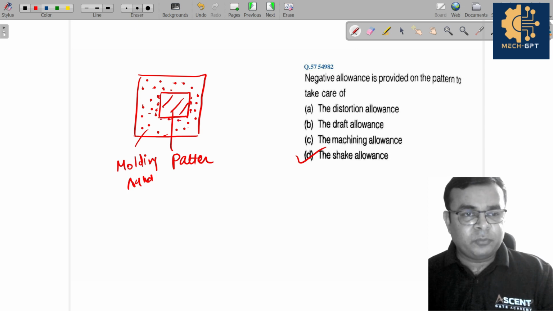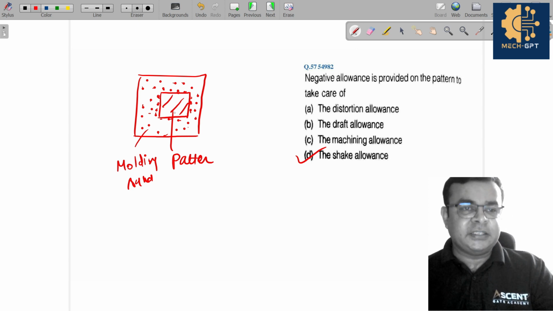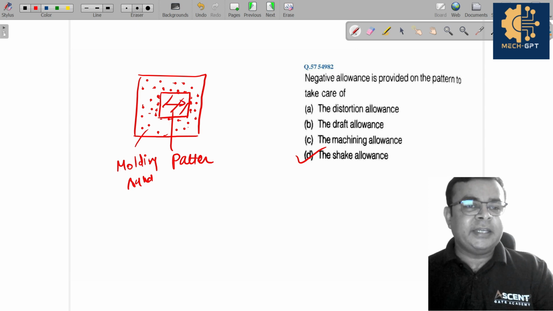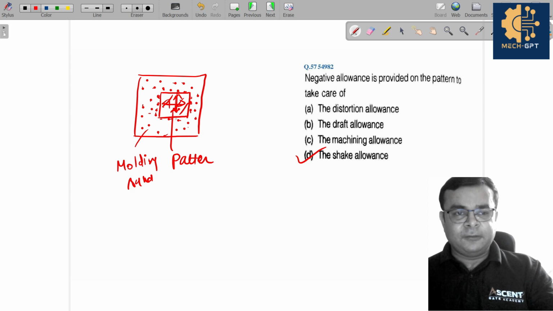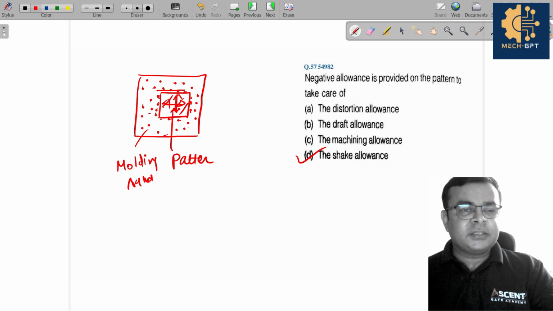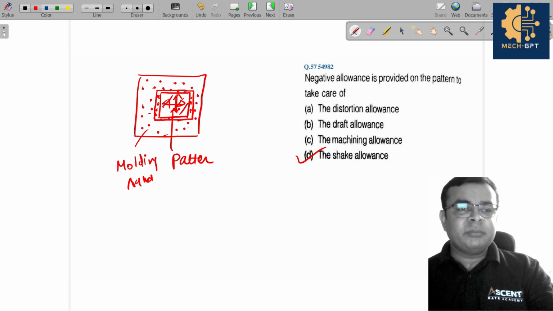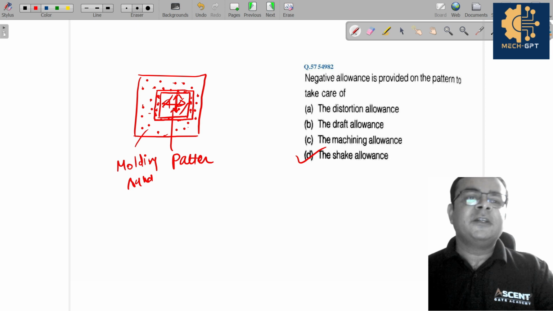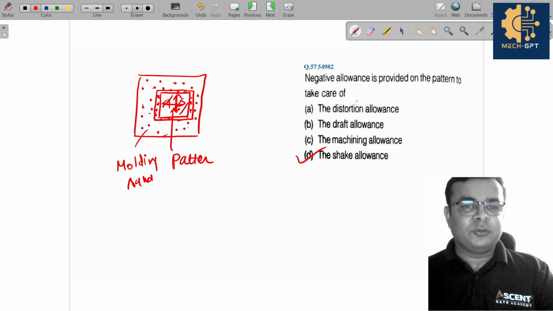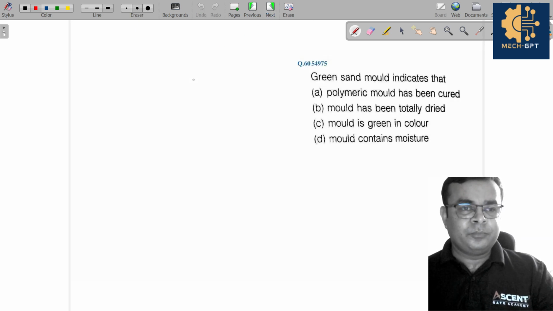Yes or no? So first we need to break this contact between the pattern and the sand. So for this, we just shake it along this direction, parallel to the parting plane. Yes or no? So due to shaking, what will happen? The size of the mold cavity slightly increases. To compensate this, we need to provide the pattern a negative allowance. Yes or no? So the correct answer is second allowance.